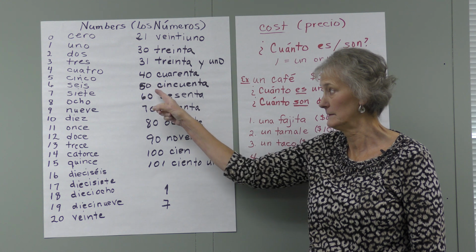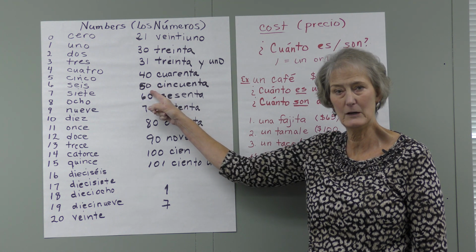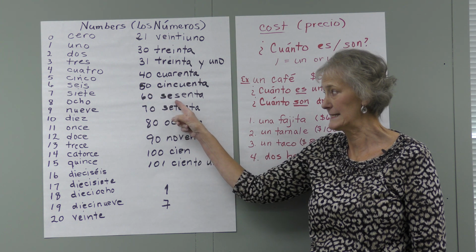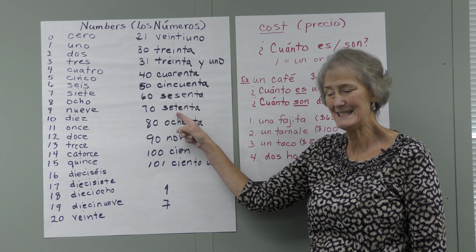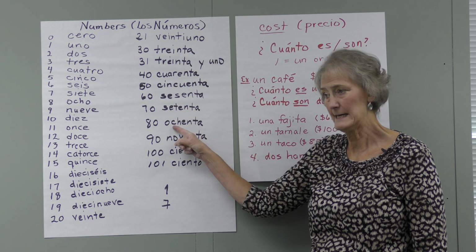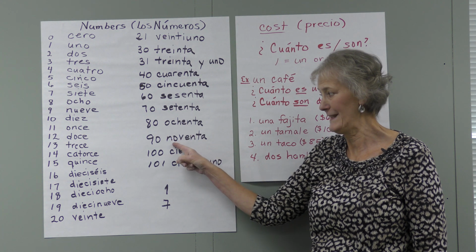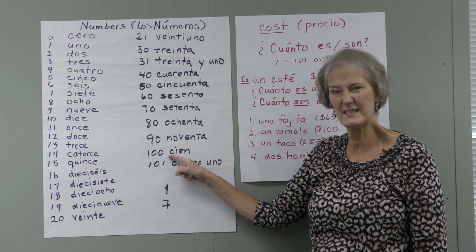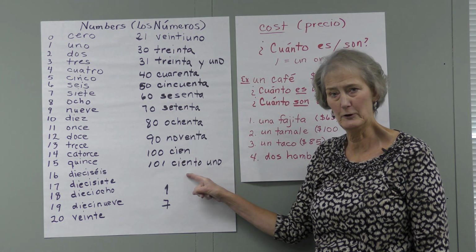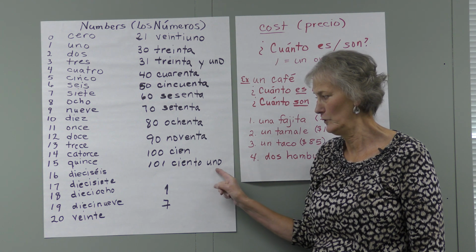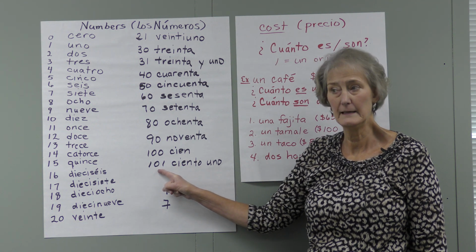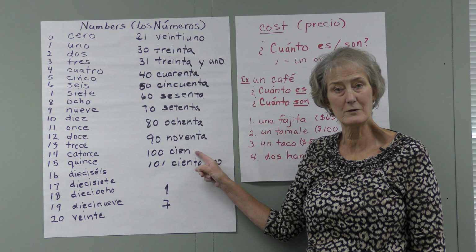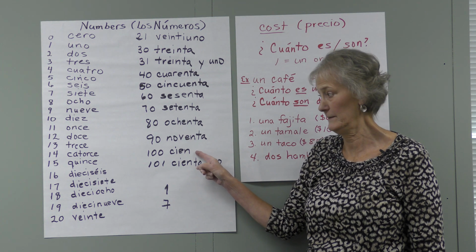40. 50. Do you hear how it's similar to cinco? 60. 70. 80, like ocho. 90. 100. 100 is like our word for cent. You can see it maybe more here. 101. Anything over 100 is ciento. So the only time we use the word cien is when it's 100 even.